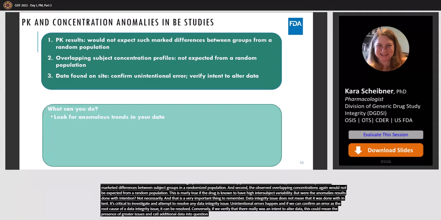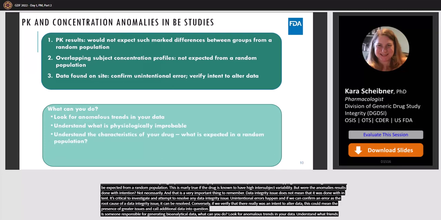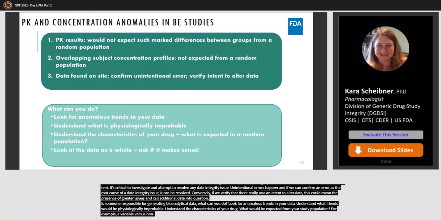As someone responsible for generating bioanalytical data, what can you do? Look for anomalous trends in the data. Understand what trends would be physiologically improbable. Understand the characteristics of your drug. What would be expected from your study population? For example, a variable versus non-variable drug. And finally, look at the data as an entire entity, if possible, and ask, does it even make sense?